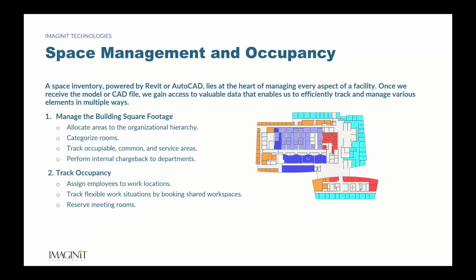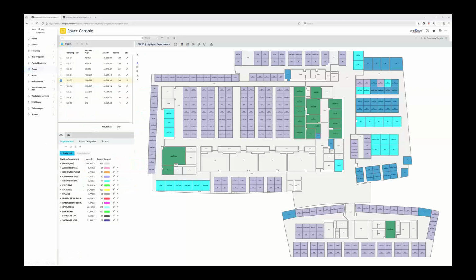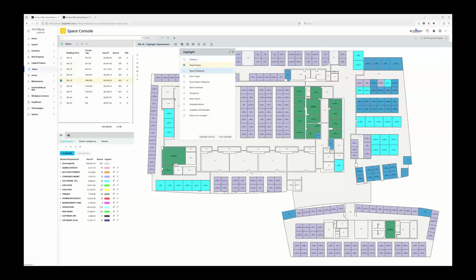So we want to start by looking at our space here, and then from there we can do all kinds of other things. I'll show you. This is Archibus here. We're in the space console, and as you can see, we've pulled up a floor plan. Currently, I have it highlighting by department. So again, once we have that inventory, we can start managing the data associated with it.